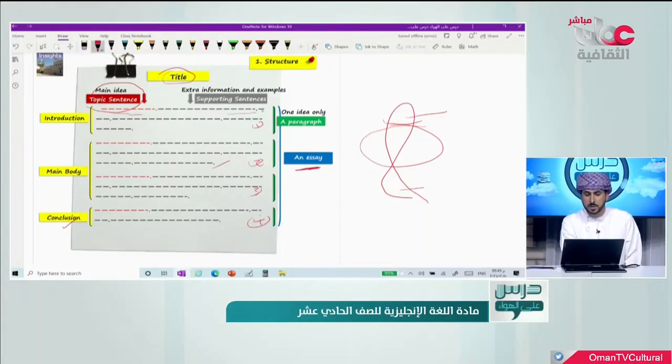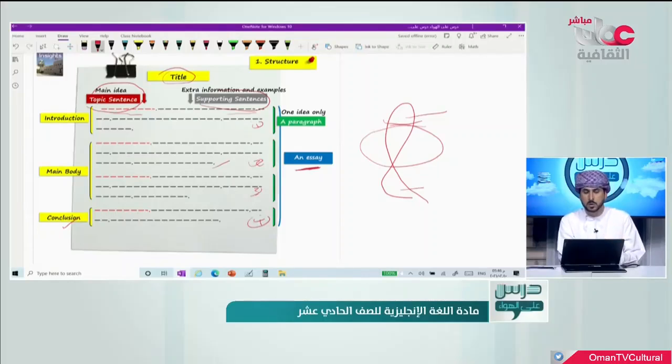Now, the rest or the other sentences which follow this one, which are found also in the same paragraph, are called supporting sentences. These sentences support what? Support the topic sentence, support the main idea. So in these supporting sentences, we add extra information, we add examples, we add statistics, we add stories, we add many things in order to support our idea that we mentioned in the topic sentence.